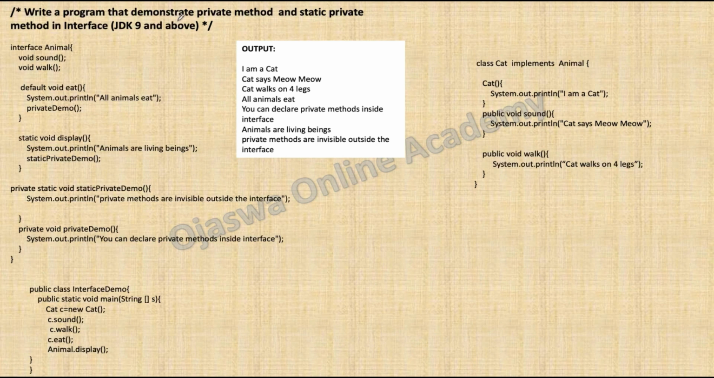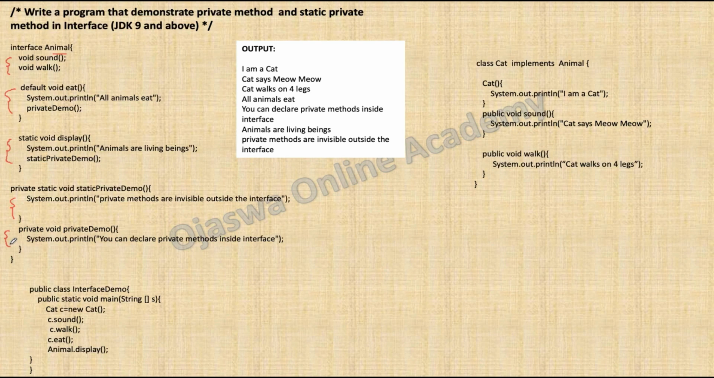Write a program to demonstrate private method and static private method in interface. This is from JDK 9 onwards. So we have an interface Animal. It has two abstract methods, sound and walk. It has a default method eat. It has a static method with implementation, display, and it has a private static method with implementation. Also it has a private method with implementation.